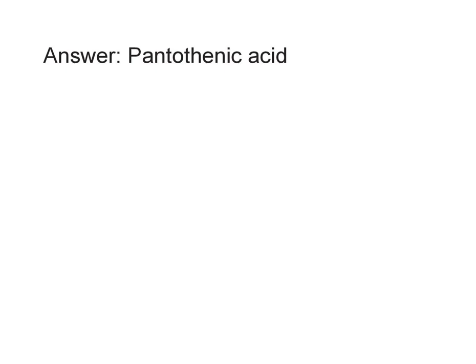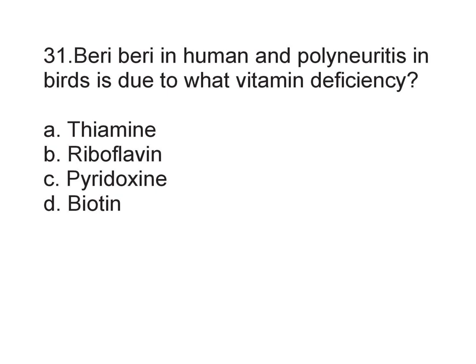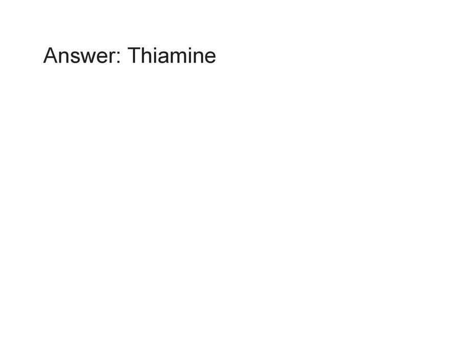Number 31. Beriberi in human and polyneuritis in birds is due to what vitamin deficiency? A. Thiamine, B. Riboflavin, C. Pyridoxine, or D. Biotin. The answer is thiamine.